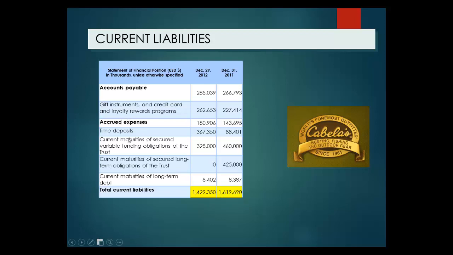And of course, there's lots of other categories of current liabilities. Gift cards, loyalty rewards, anything that they owe a customer. And you're going to see this, current maturities, and then of different types of debt. Secured variable funding obligations, that's another word for debt. Current maturities of secured long-term obligations. Current maturities of long-term debt. So you can have long-term debt, but you can be paying it off a little bit each year. And that little bit has to be reported under current liabilities.